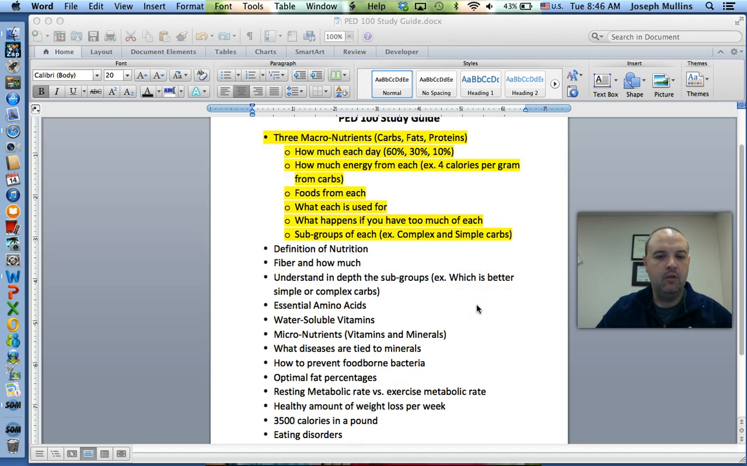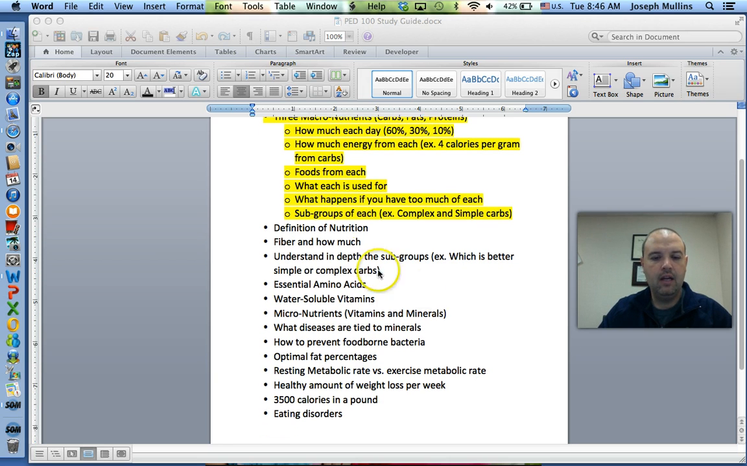In addition, you need to know what the definition of nutrition is. You need to understand what fiber is and how much you should have in your diet in grams. Again, you need to understand each of those subgroups in depth. Understand which is better between simple and complex carbs, which is better between saturated and unsaturated fat.